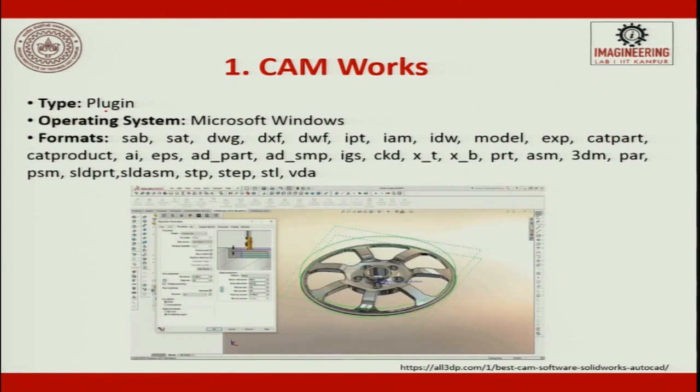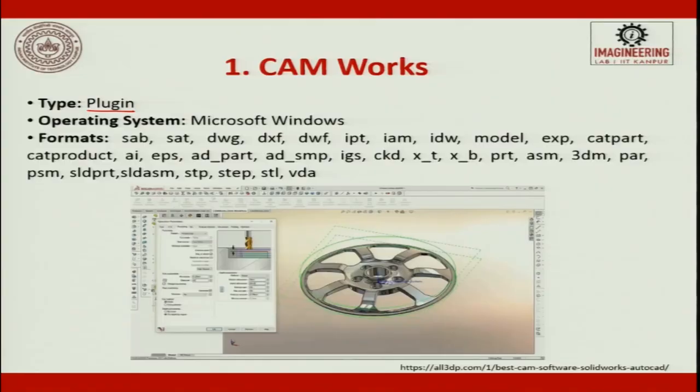CAMWorks. This software type is plug-in. Now, there are three major types: plug-in, standalone and built-in. What is the difference? Standalone software is a separate software that you procure separately from any of the CAD softwares or any of the machines. It is completely standalone, like PowerMill, which was a standalone software when it was with SolidCAM. Now PowerMill has been taken over by Autodesk, and it has become a plug-in now.